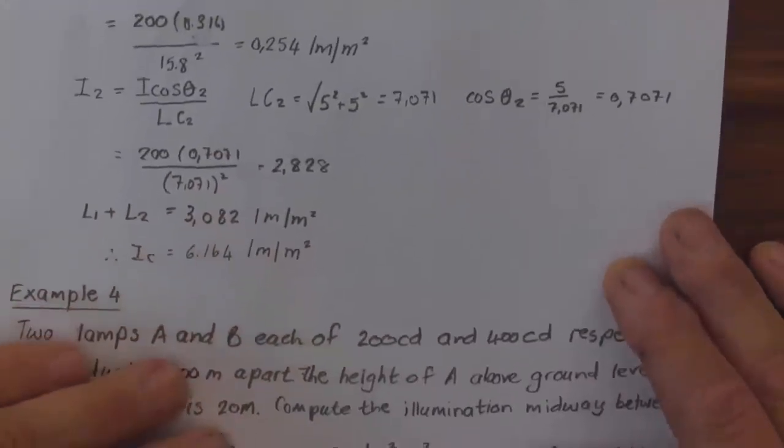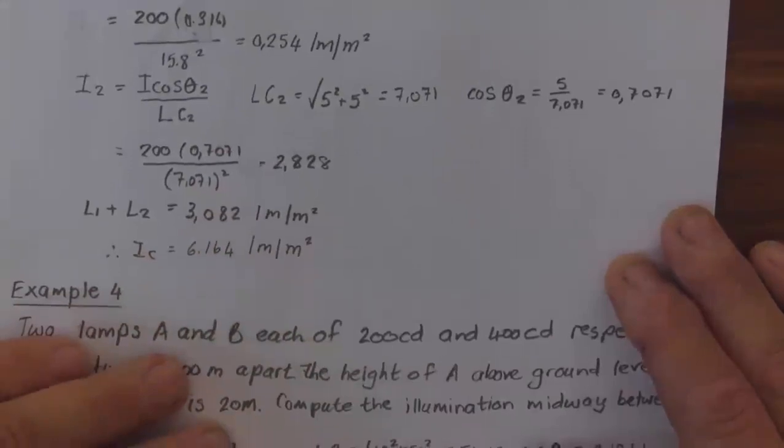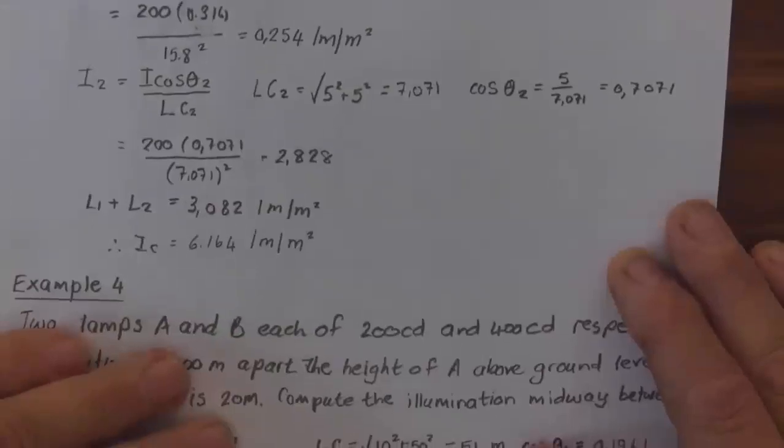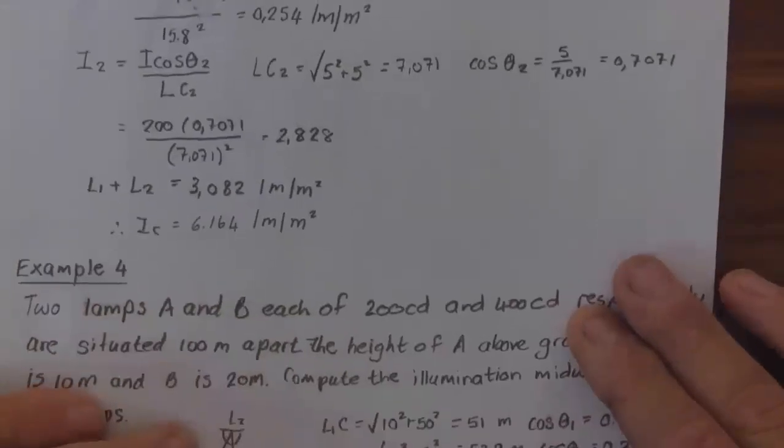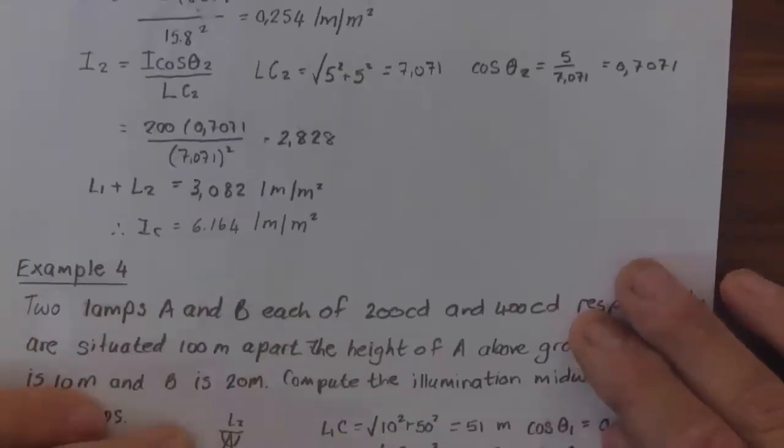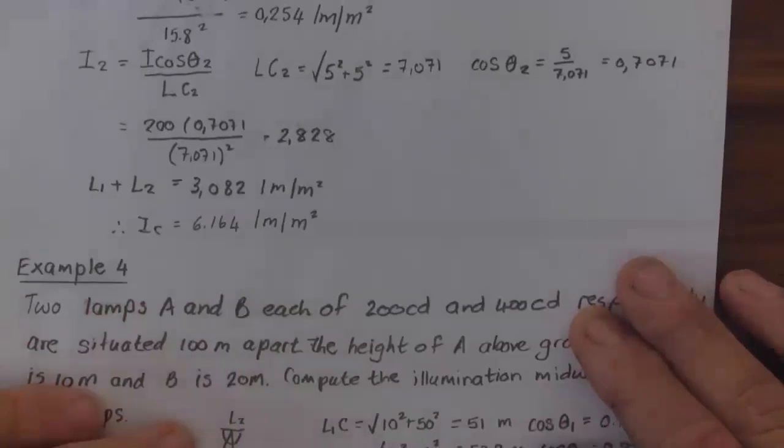And then at angle 2, it is I cos theta 2 over LC2 squared. So LC2 is the square root of 5 squared plus 5 squared, which is 7.071. And therefore, cos of theta 2 is 5 divided by 7.071, which is 0.7071. And therefore, I2 is 200 times 0.7071 divided by 7.071 squared, which gives us 2.828.